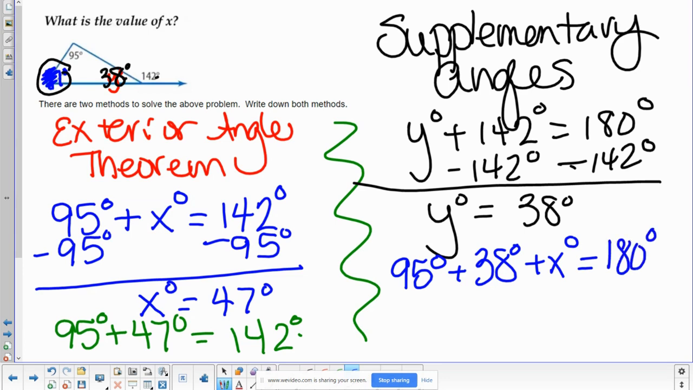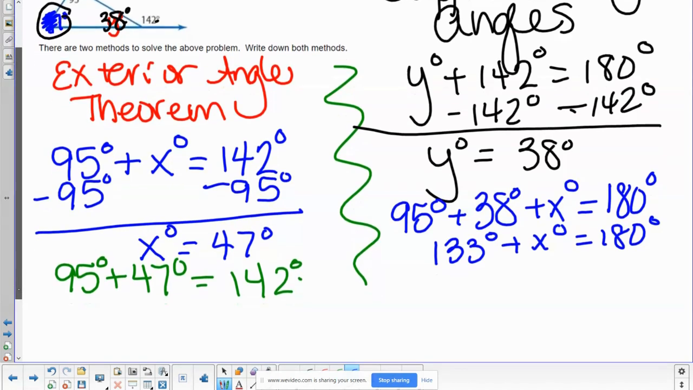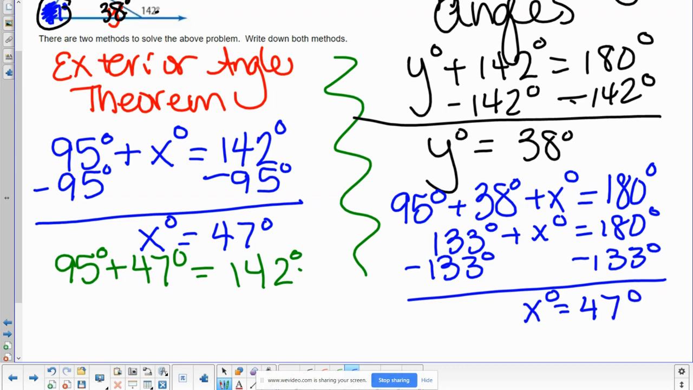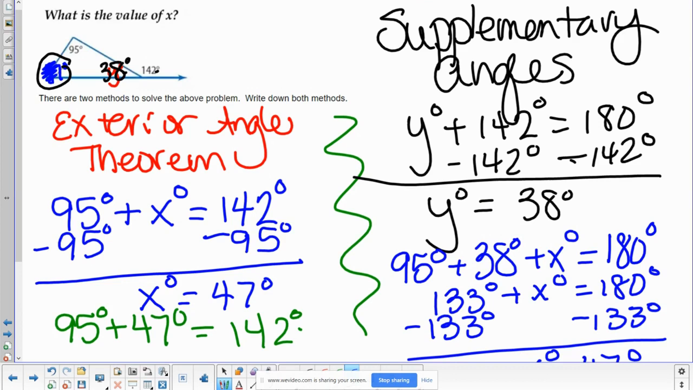And then I go ahead and solve like you did in LT1: 95 degrees plus 38 degrees equals 133 degrees, plus the unknown equals 180. And then we're just going to solve this algebraically. Subtract 133 degrees from both sides. So x is equal to 47 degrees, which is a good sign that we got the same answer both times. So again, you can solve them using the exterior angle theorem, or if you like the idea of the supplementary angles, you can use either one of those theorems or ideas.